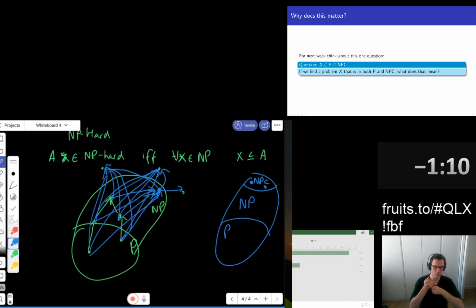How would I show problems in NP-hard in the right diagram? Asks Fast. So they would be outside of this circle.